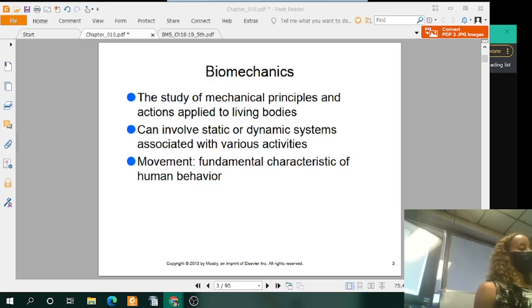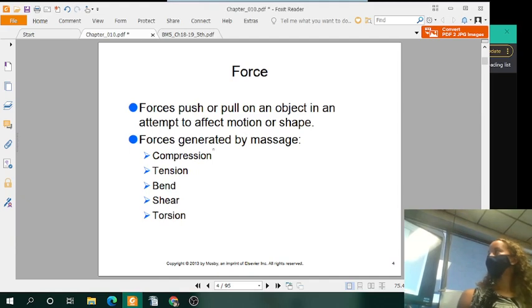And we're going to start out talking about force. And in therapeutic massage applications, we're going to be applying external forces to the body to make a change within those mechanisms. And the force that is generated by different techniques: compression, tension, bending, shear force, and torsion forces. That's at the top of 470. Okay.